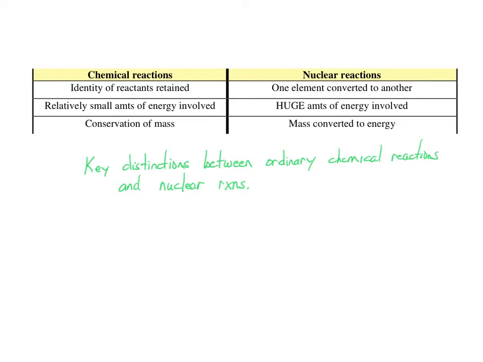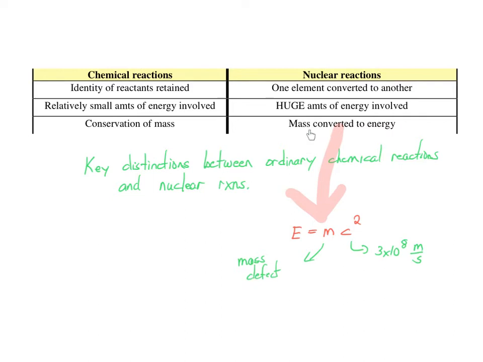Another key difference is that relatively small amounts of energy are involved in ordinary chemical reactions, but huge amounts of energy are involved in nuclear reactions. The key difference is that there is some missing mass in nuclear reactions, and this mass is converted directly to energy. Mass converted directly to energy is done consistent with Einstein's law, which says energy is equal to mass times c squared. M here refers to our mass defect.